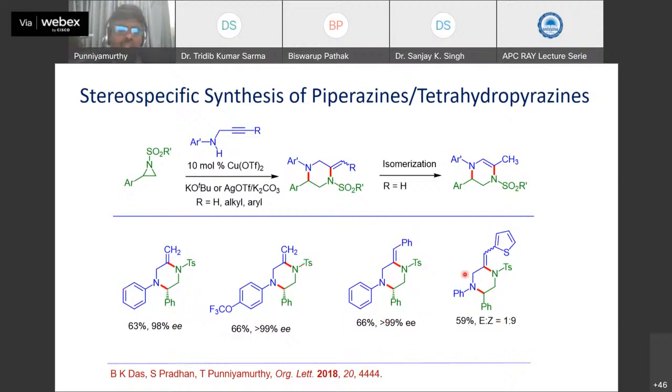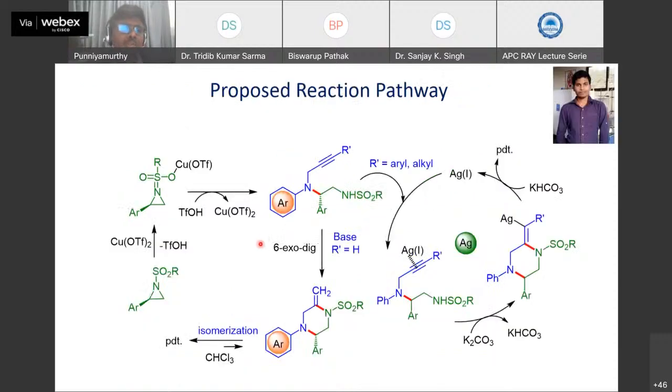This also, as you know, is a very useful compound. It's not that easy to make. In one pot, you can make this compound by a 3+3 cycloaddition reaction. So when you go for the reaction pathway, as we have just seen, chelation of this azetidine can be followed by opening with this propargylamine to give this 1,2-diamino derivative. Depending on whether R is hydrogen, it just undergoes exo-dig cyclization to give this six-membered compound, which undergoes isomerization to give the product.